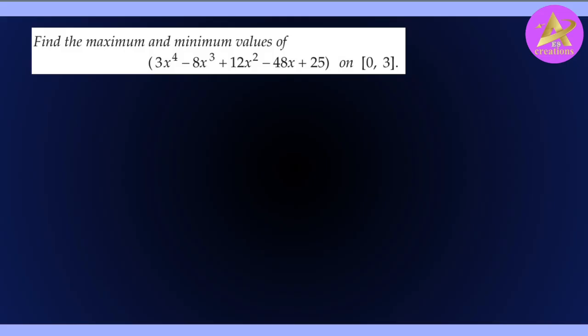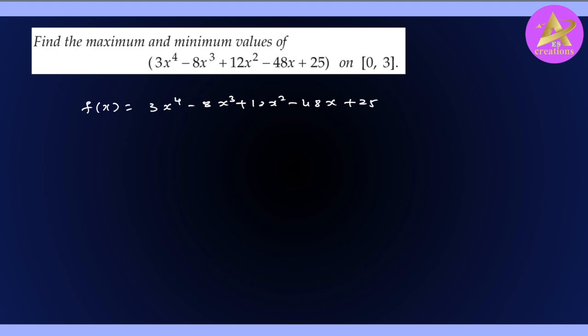So here the question is like this: find the maximum and minimum values. This is the function they gave. f of x equal to 3x raised to the power 4 minus 8x cube plus 12x square minus 48x plus 25.